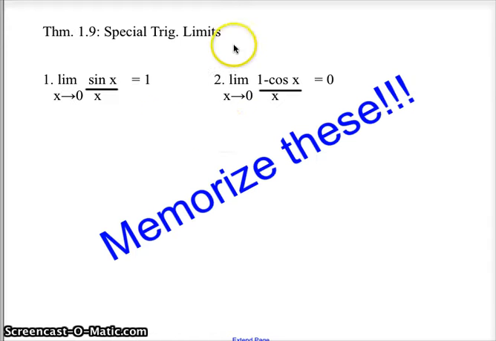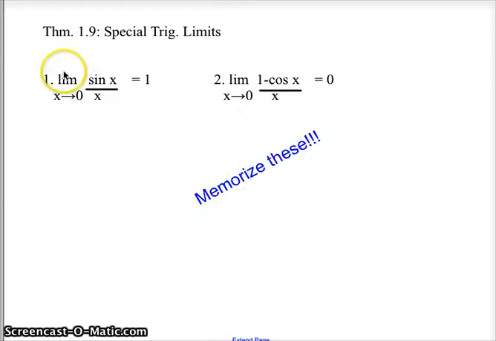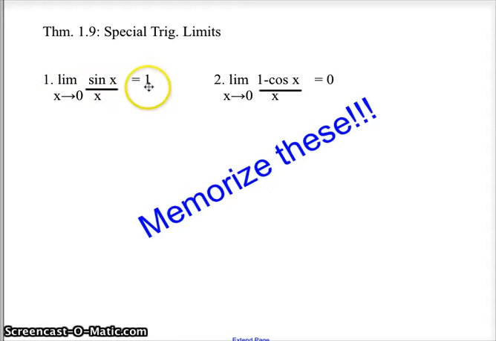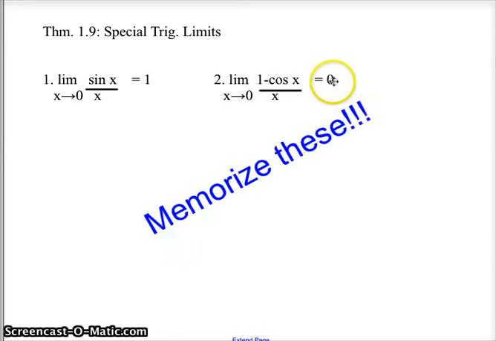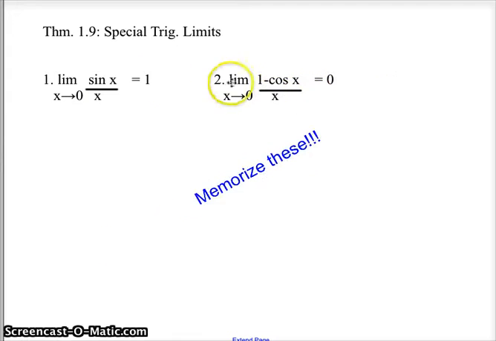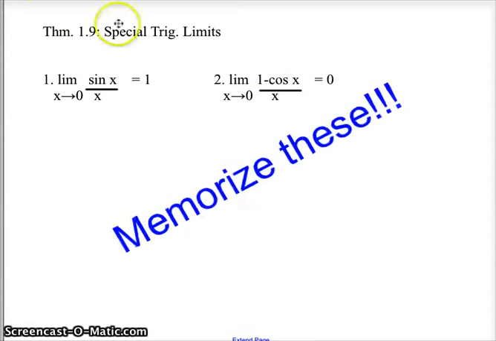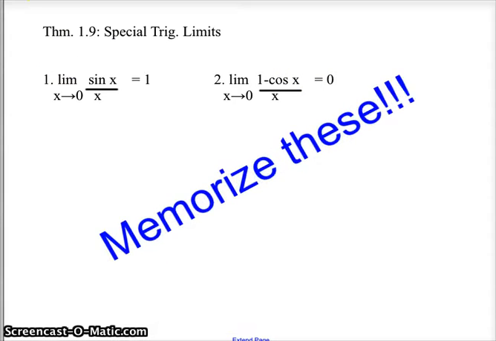So the thing you have to know is that the limit of sine x over x as x approaches 0 equals 1. There's a similar proof for the limit of 1 minus cosine x over x as x approaches 0, and that equals 0. You don't have to know those proofs, you just have to memorize those trig limits. And we will use them as building blocks for any other trig functions that have sine or cosine in them.